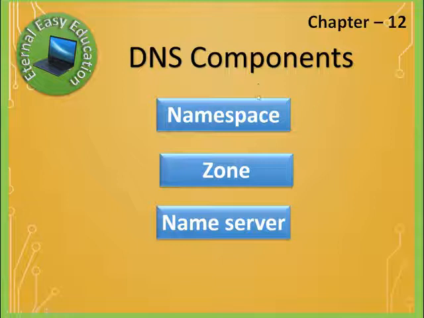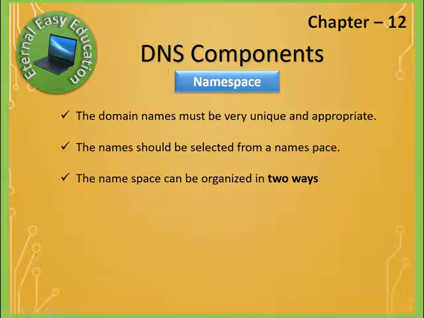There are 3 components. One is namespace, another one is zone, another one is name server. So what is the namespace? The domain names must be very unique and appropriate. The names should be selected from a namespace. The namespace can be organized in 2 ways. The domain name is nothing but the name going to be given to the IP address. IP address is used to identify a host in a computer.